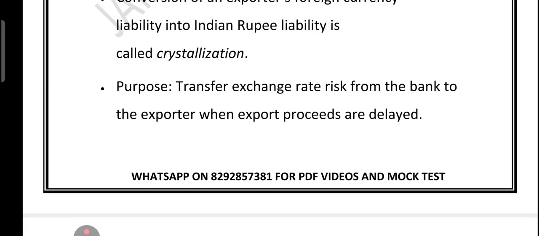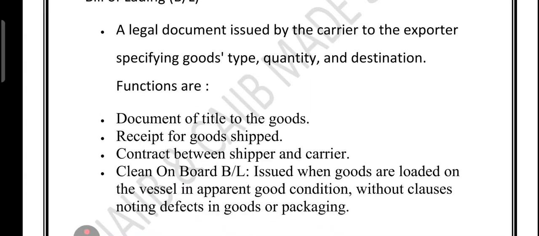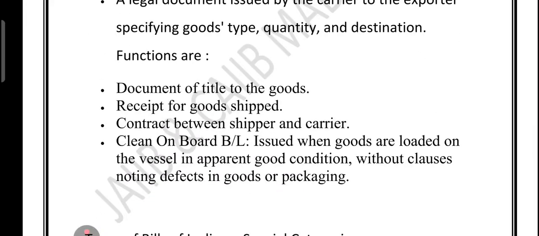So how does the bill of lading work? The bill of lading works like a document of title, meaning whoever holds it holds the goods. The bill of lading also works like a receipt, proving that the goods were loaded. And the bill of lading also works like a contract agreement between exporter and shipper. So if it says clean on board, it means the goods were loaded in good condition, with no damage or defect.